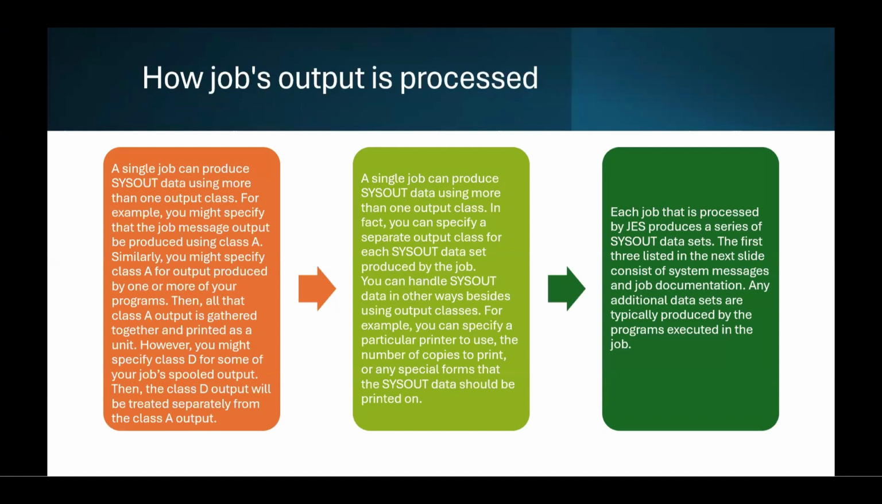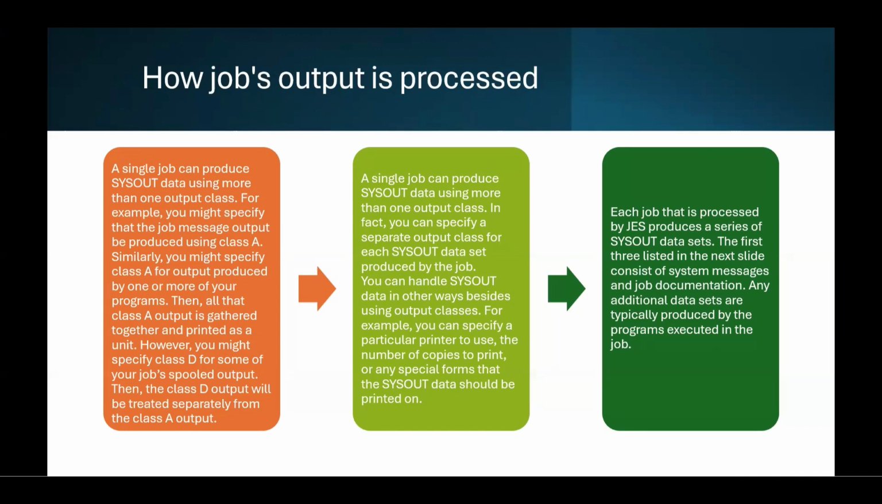Okay, so we have covered till now how a job is entered into the system, how the scheduler catches that job, and after that, how the execution of that job is processed. The next part of that job cycle is how the job's output is processed. Once our processing is done, we have something that is called output. So how is that output processed? A single job can produce SYSOUT data using more than one output class. So here we'll be having different classes for SYSOUT data sets. That is what is written here.